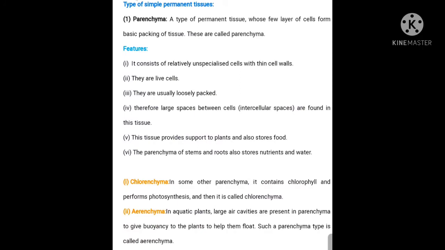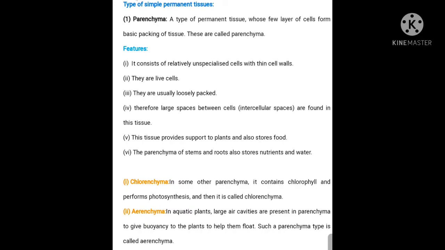Types of permanent tissue. We have seen three different types of permanent tissue that we are going to learn in detail one by one. The first one is parenchyma. It is a type of permanent tissue whose few layers of cells form the basic packing of tissues. These are called parenchyma. They are in the layers of the basic packing of the tissues, and these are known as parenchyma.